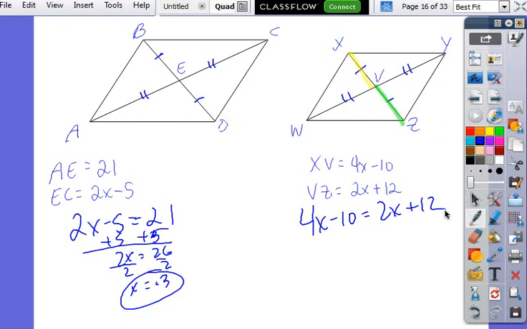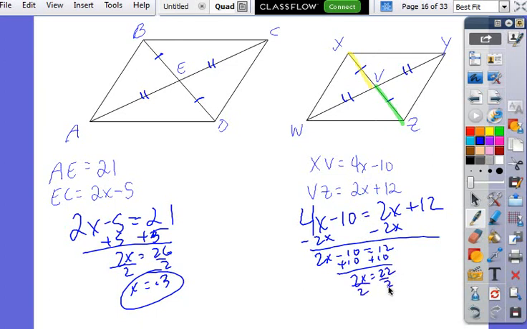Some of us are putting it down not as an equation. If you don't have an equation, you can't solve anything. You've got to have the equal sign in there. So I get 2x equals 22 divided by 11. So what you're looking for is, does it give you the two pieces of one diagonal? If it does, they've got to be equal to each other.